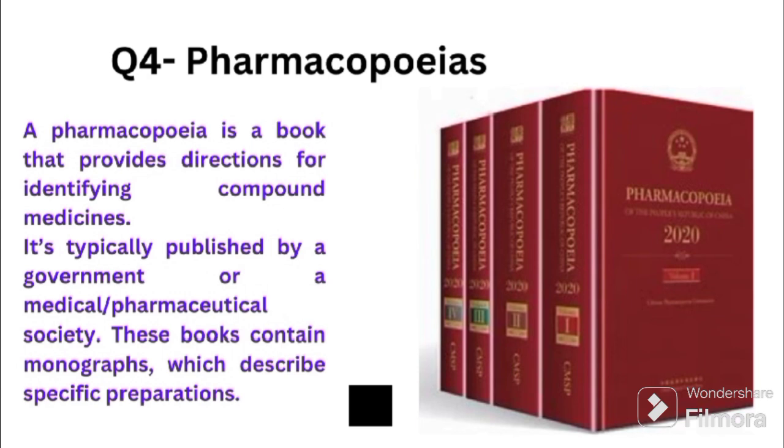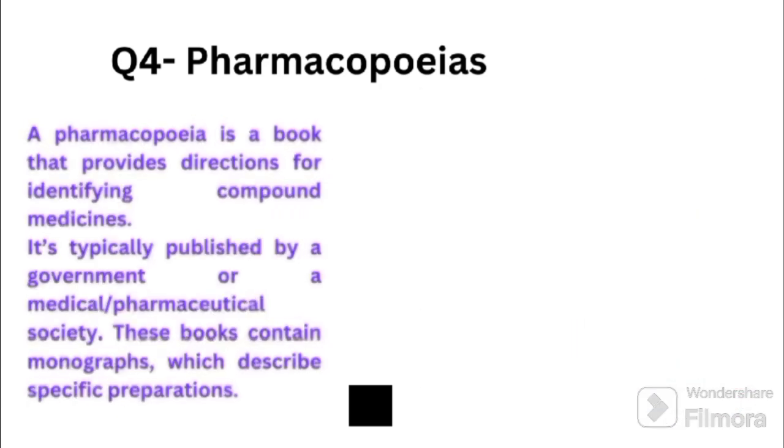Q4 is about pharmacopoeias. A pharmacopoeia is a book that provides directions for identifying compound medicines. It's typically published by the government or the medical or pharmaceutical society. These books contain monographs which describe the specific preparations.